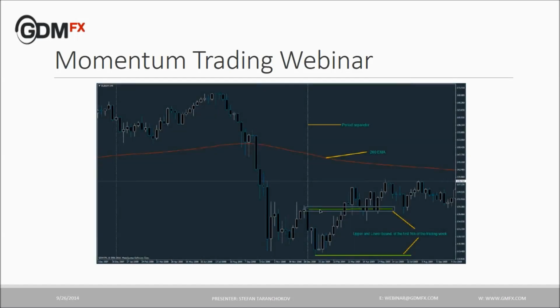The upper level acts as an extremely strong resistance level. The lower line acts as an extremely strong support line.